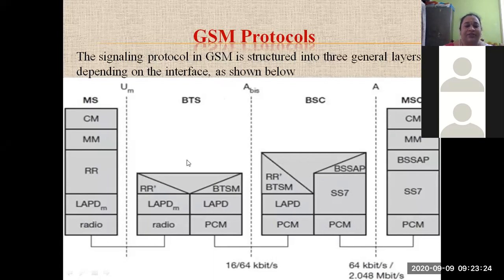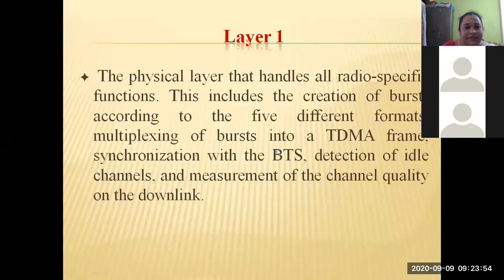So these are the protocol stacks arranged between the mobile station, base transceiver station, base station controller and the mobile switching center. All of these have various sets of protocols, and we will see what different protocols they use. I think you have noted this protocol structure. GSM protocols. Everybody note down this protocol structure, and I'm going to explain this set to you.